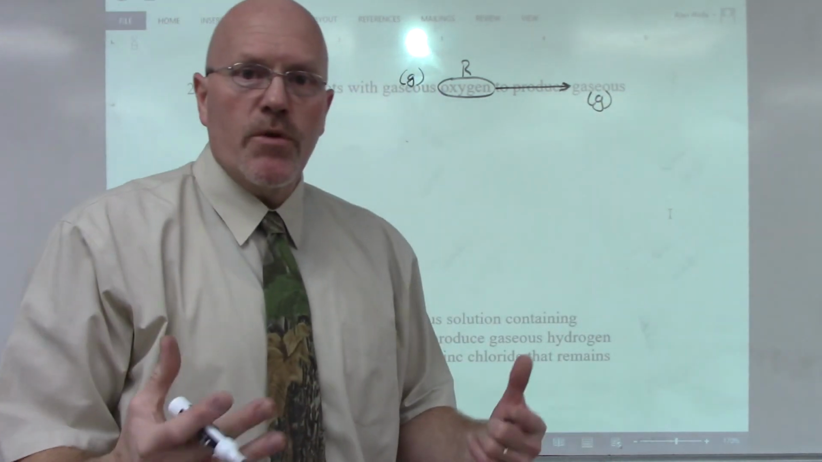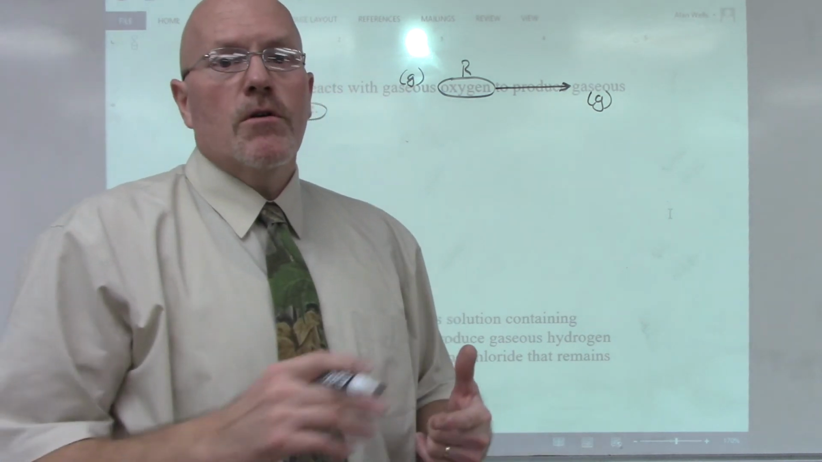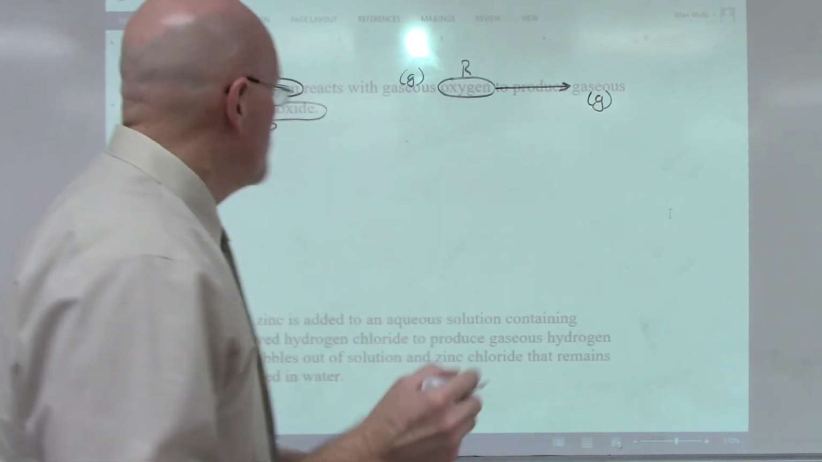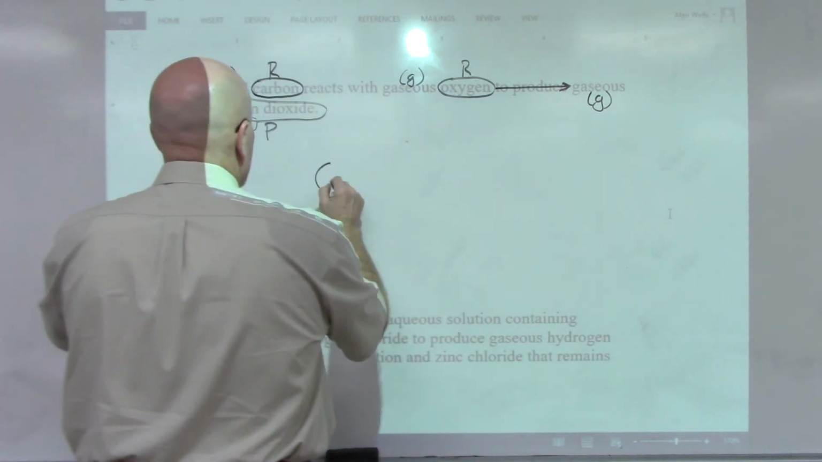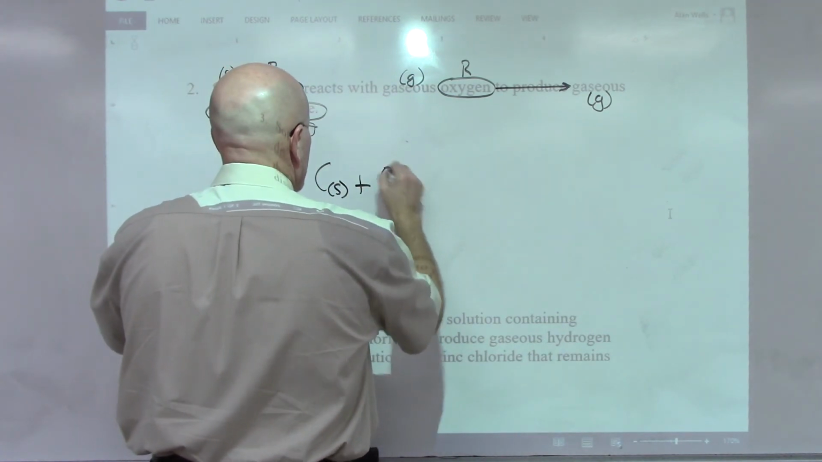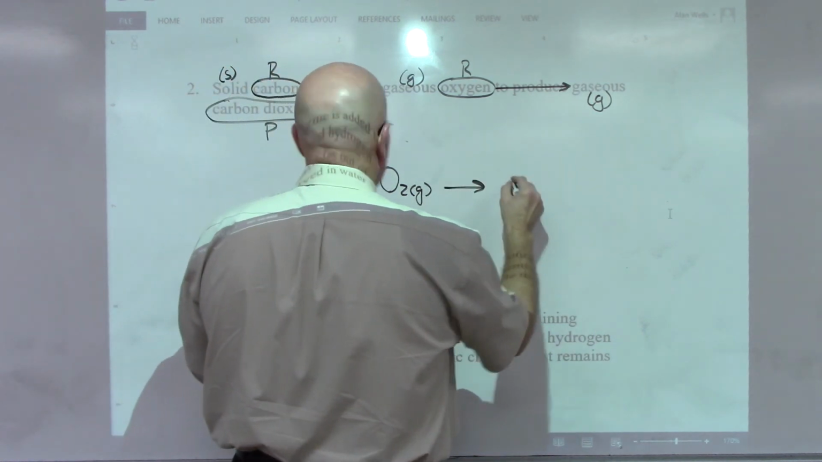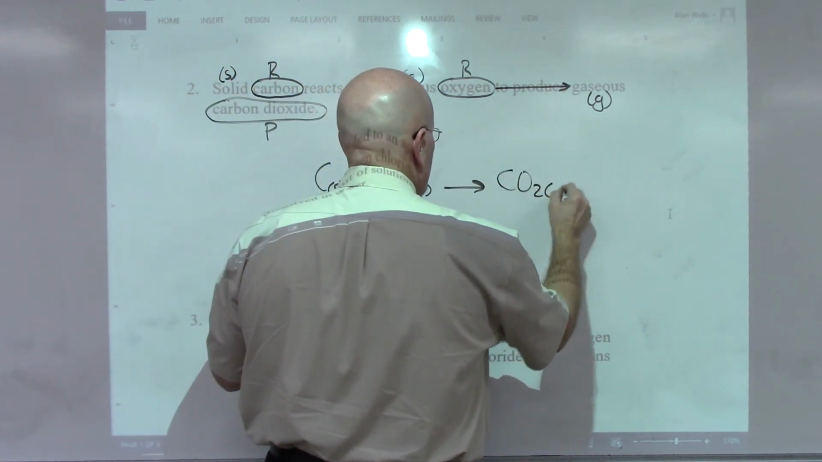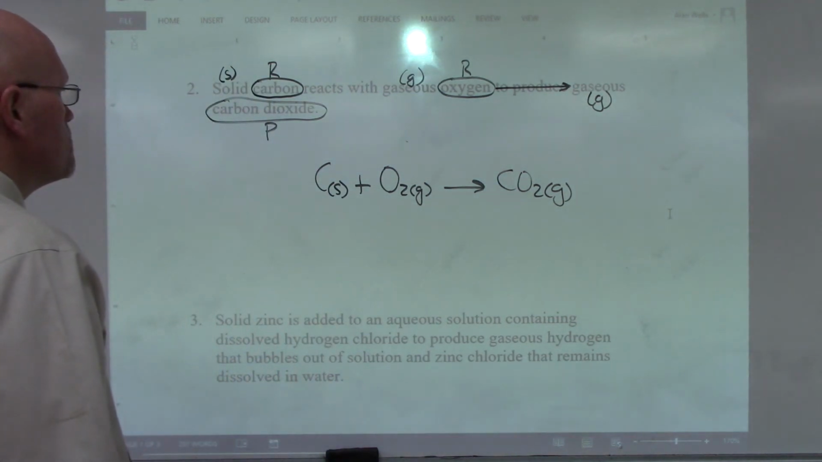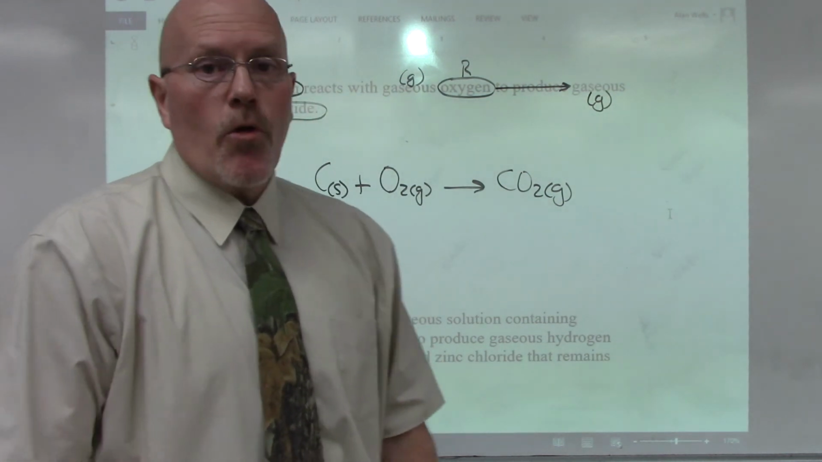Now we have everything we need to write the equation. We have all the chemical formulas, we have the arrow, we know the reactants and products, and we have the phase subscripts. So let's write it. Okay, that's really all there is to it.